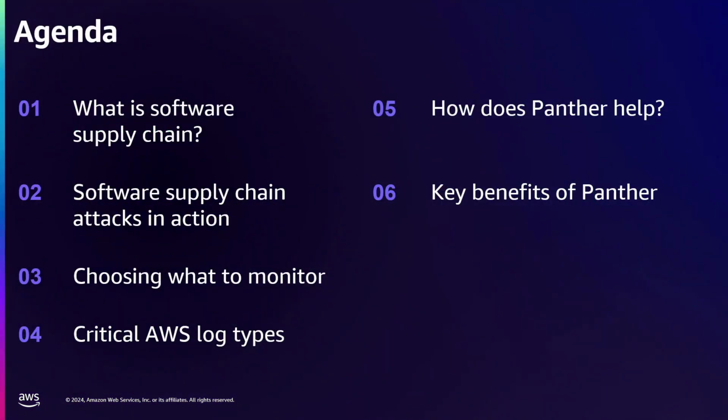So on the agenda today, we are going to discuss what software supply chain is, just to level set, software supply chain attacks in action, choosing what to monitor, critical AWS log source types, how Panther helps, and key benefits of Panther. So without further ado, let's jump in.